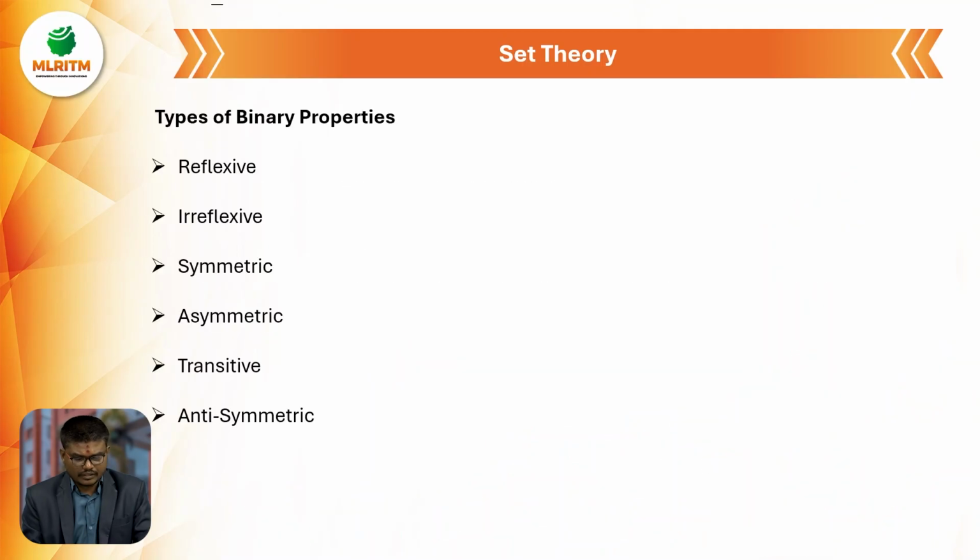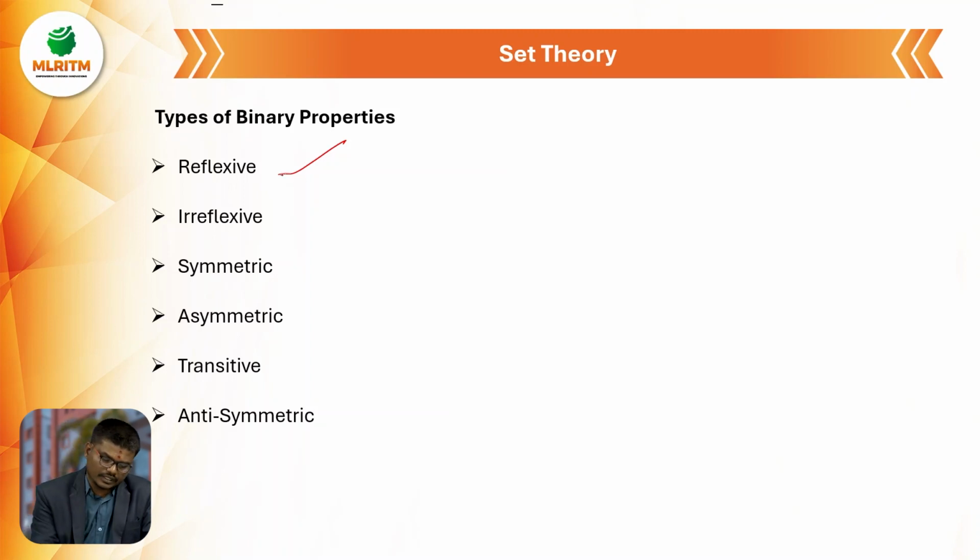And the next topic is types of binary properties. We have 6 types of binary properties. The first one is the reflexive property, then the irreflexive property, symmetric property, asymmetric property, transitive property. The last one is the anti-symmetric property.